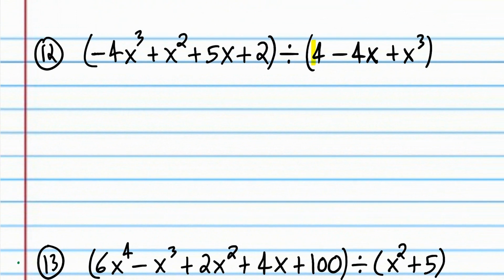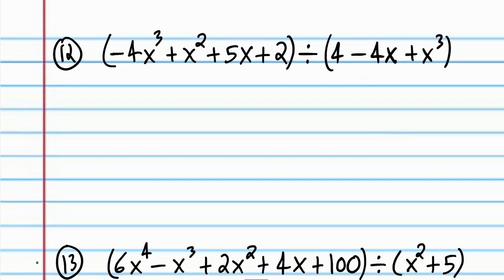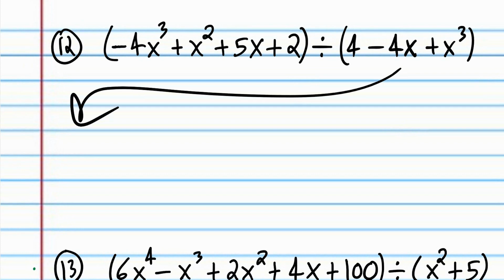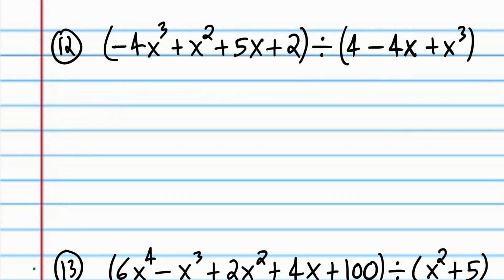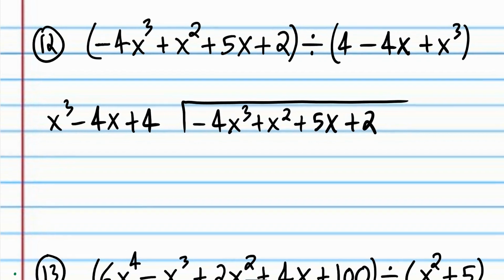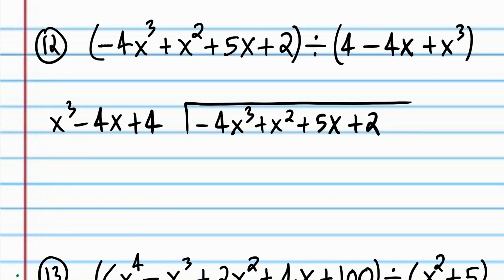Now, in this problem, very important to notice that the divisor just happens to be ordered incorrectly, or it's not really ordered incorrectly, it's just not in descending order of powers. So when we rewrite the divisor, we're going to have to write that in descending order of power. So x cubed comes first, then negative 4x, then 4. And the dividend is actually in descending order of power, so we can just write that in the same order. But please be aware that you have to write in the proper order, or else things are going to get a little confusing.